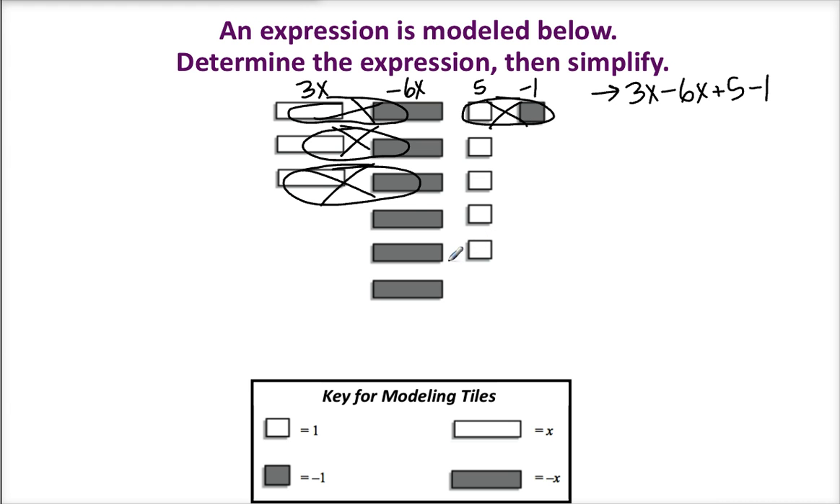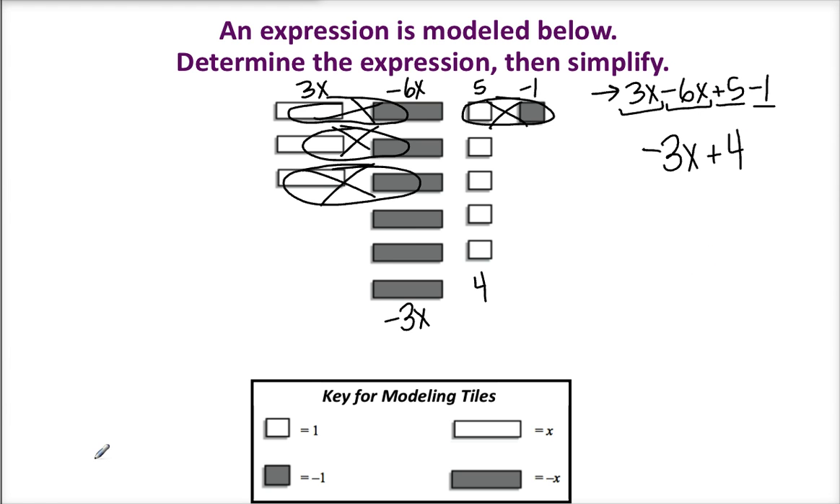Okay, what am I left with now? 1, 2, 3 negative x tiles, so that's a negative 3x, and 1, 2, 3, 4 1 tiles, so that's represented by 4. So the simplified form of this is negative 3x plus 4. Now hopefully if you looked at this expression, you could see if you combine 3x and negative 6x, 3 minus 6 gave me the negative 3x's. And then 5 minus 1 is 4. So that's where the positive 4 came from. So this is the simplified form of this expression.